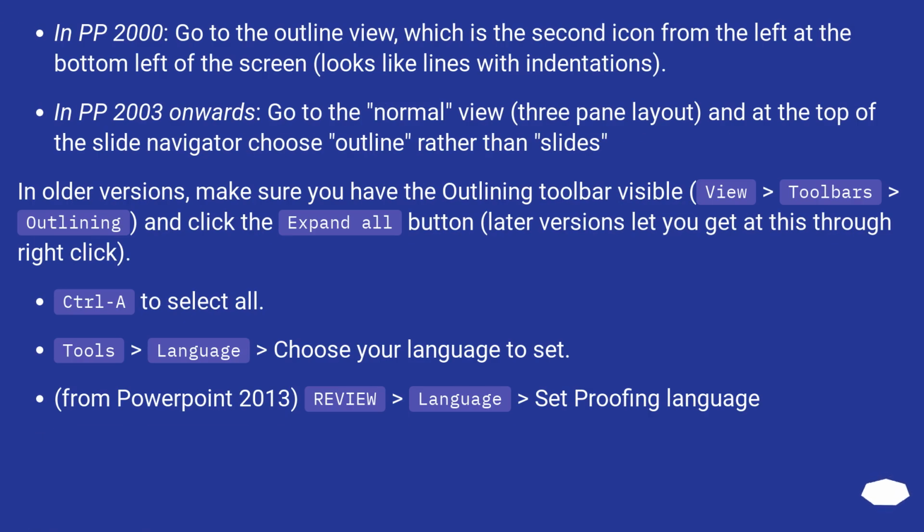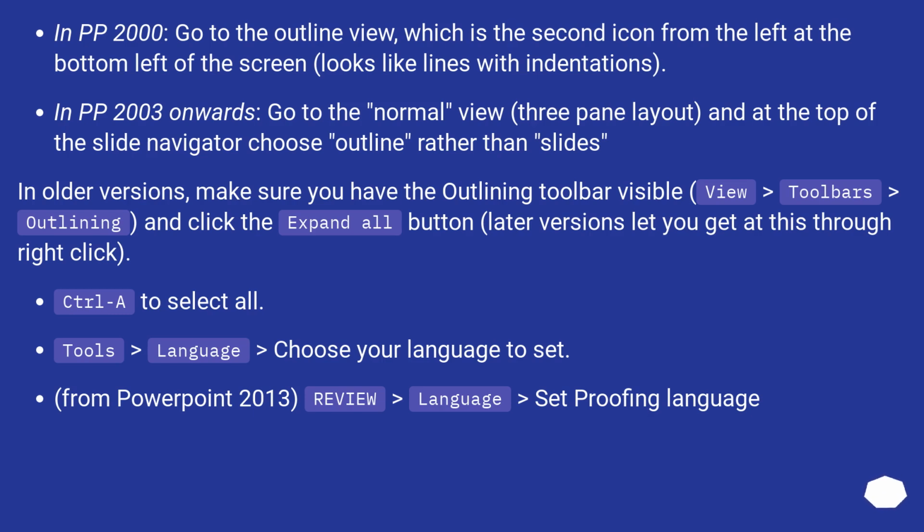In PowerPoint 2000, go to the Outline view, which is the second icon from the left at the bottom left of the screen, looks like lines with indentations. In PowerPoint 2003 onwards, go to the Normal view, 3-pane layout, and at the top of the slide navigator choose Outline rather than Slides. In older versions, make sure you have the outlining toolbar visible, View, Toolbars, Outlining, and click the Expand All button. Later versions let you get at this through right-click. Ctrl-A to select all.